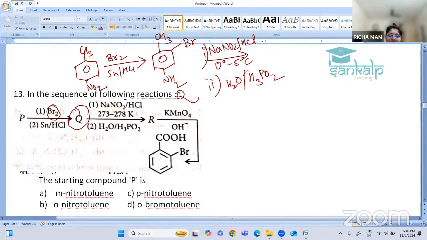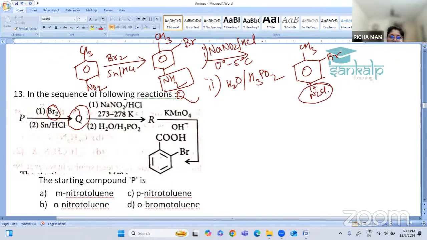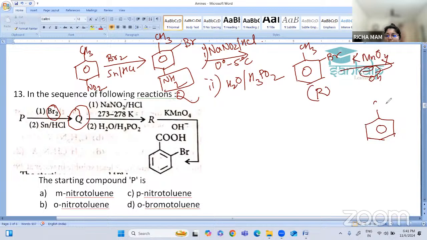What am I going to get? Your NH2 group, what will it get? It will get diazotized. How is it going to get diazotized here? So it will be CH3Br. This will be N2 plus Cl minus. So this will get removed. So this will be like this. So this is our R. Further treated with KMnO4 in alkaline medium, your CH3 will be converted into carboxylic acid. So this is our final product.